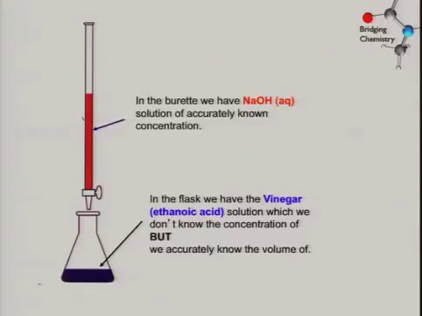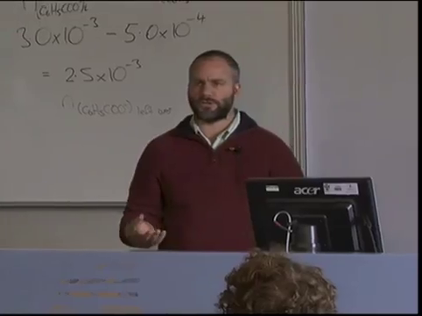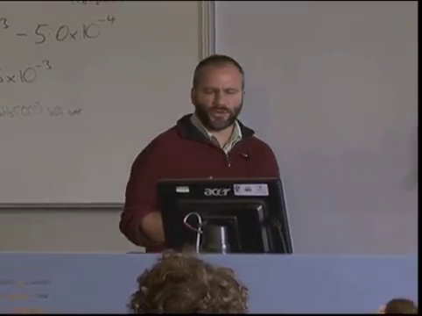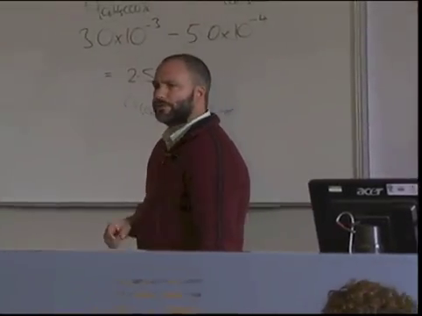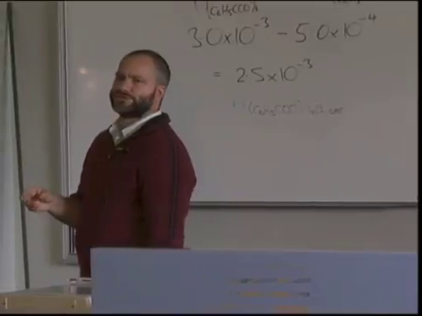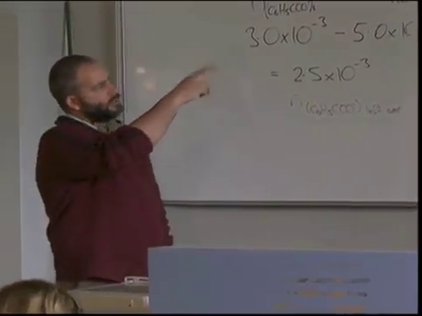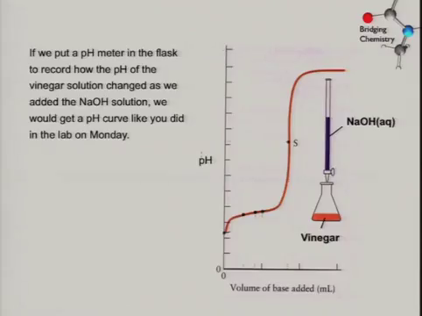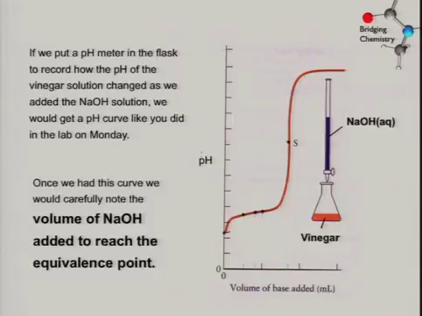Okay, so what we're going to do then is carry out the titration, and we could do it like we did in the lab yesterday. We put a pH meter in our little flask, and we start slowly adding our sodium hydroxide, and we follow how the pH changes. We're going to get a curve that looks pretty much like what you got yesterday, because the thing in the vinegar that reacts with the hydroxide is the ethanoic acid.